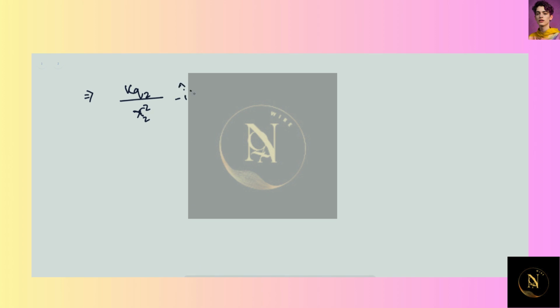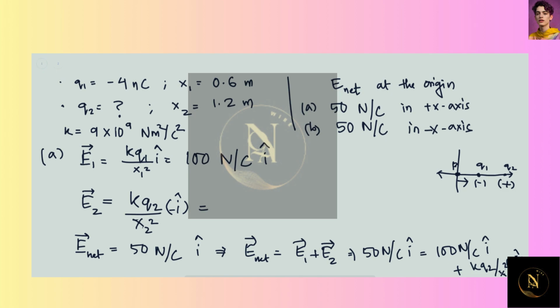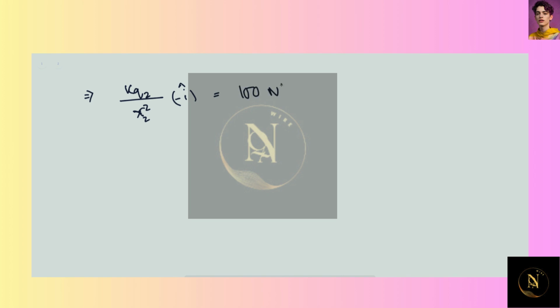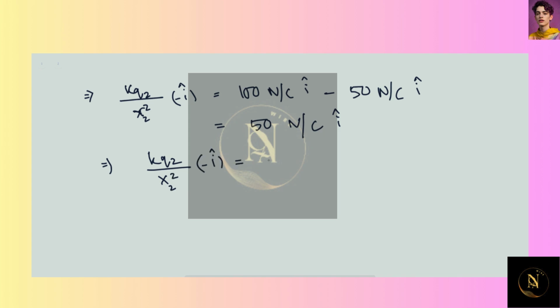The direction. So I'm basically solving this equation. I'm taking this to the left side and bringing this value, 50 Newton per Coulomb i cap, to the right side. So this will give us 100 Newton per Coulomb i cap minus 50 Newton per Coulomb i cap. So this gives the net value to be 50 Newton per Coulomb i cap. So we know that kQ2 over x2 square negative i cap is equal to 50 Newton per Coulomb i cap.